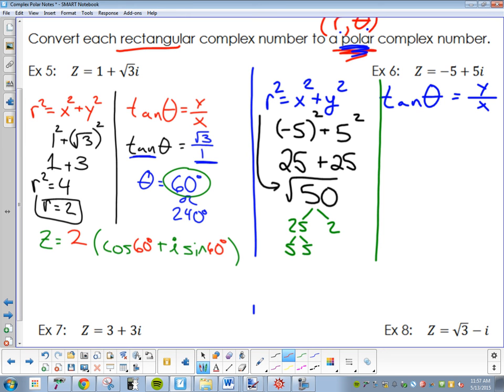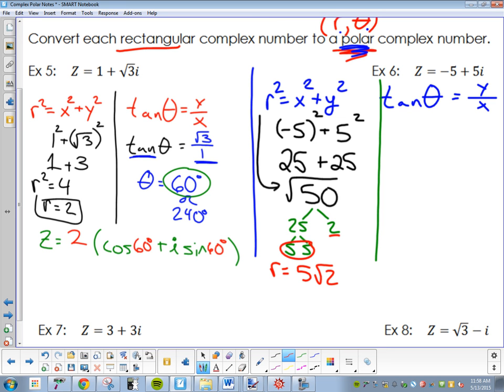Asia, do I have any pair of anything? Pair of 5s? So where do I write that when I have a pair of something on the outside? So it's 5 radical 2, since the 2 didn't have its buddy. So that's my radius. My radius is 5 radical 2. Not hard, just annoying there at the end, simplifying.